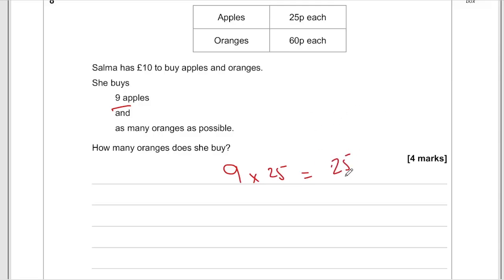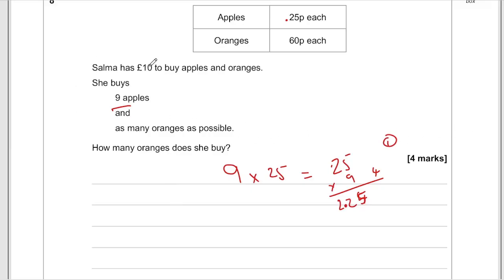So again, I'm just going to do this in column multiplication. 9 times 5 is 45. 9 times 2 is 18, plus 4 gives me 22. And remember, it's 25 pence. So in pounds, it would be £2.25. That would get me 1 mark.